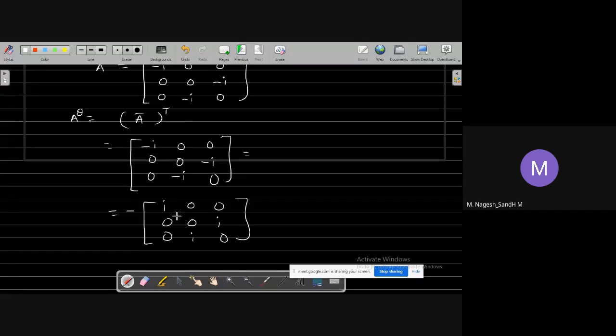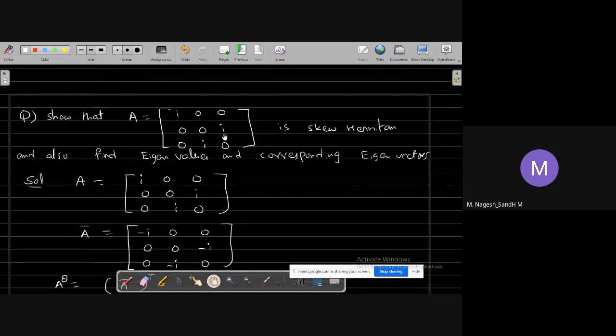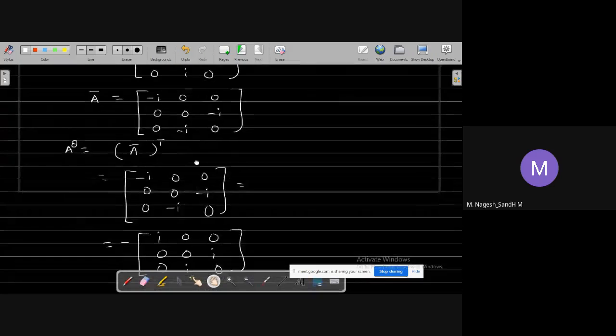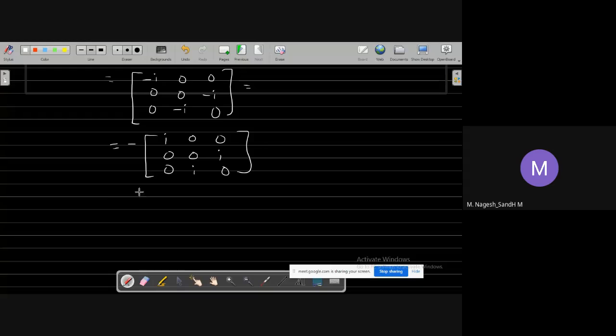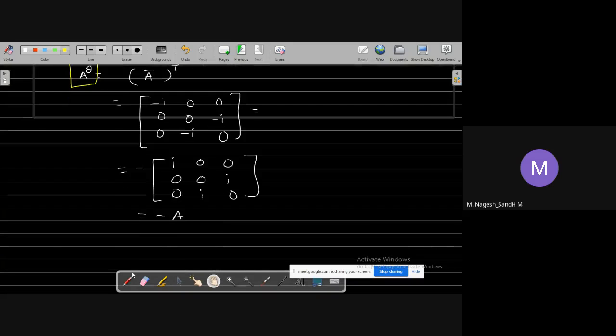What is this matrix? Can anyone say? It is A only, no? i 0 0, 0 0 i, 0 i 0. We got again the A matrix, so minus A. What have you taken? You have taken A power theta, and you got minus A. Therefore, A power theta is equal to minus A.